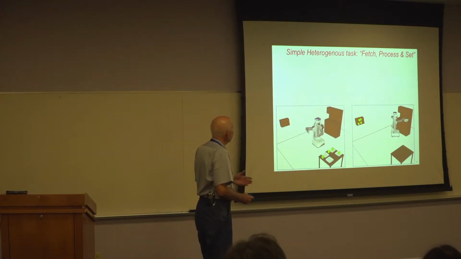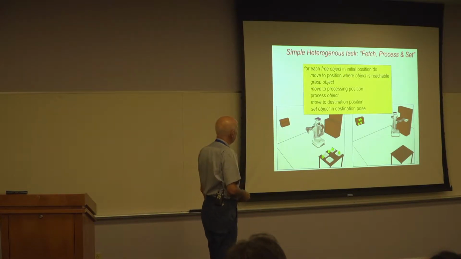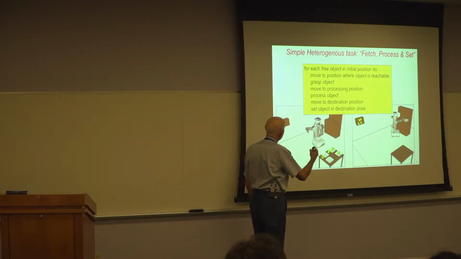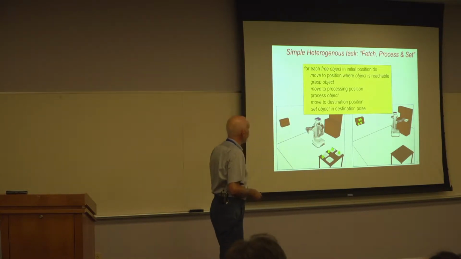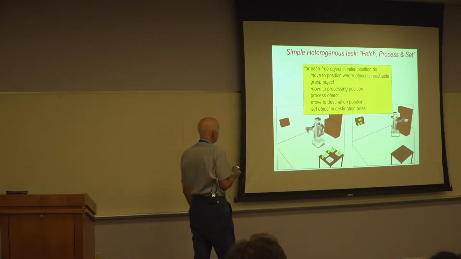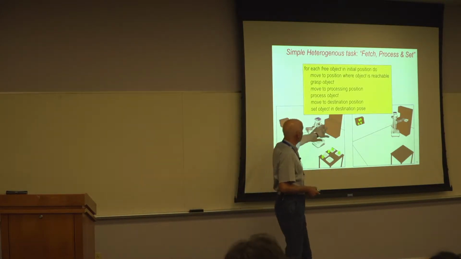So I could consider this task with this simple plan, which says that for each of the objects to fetch, process, and set in their initial position, the robot has to move to a position where the object is reachable. It has to grasp the object. It has to move to the processing position somewhere here.